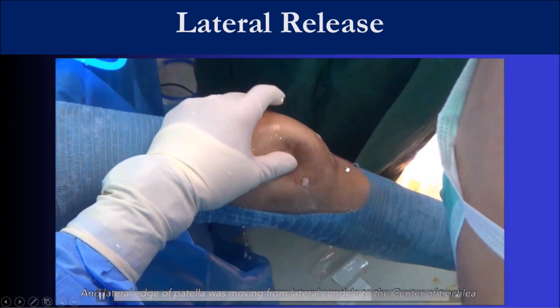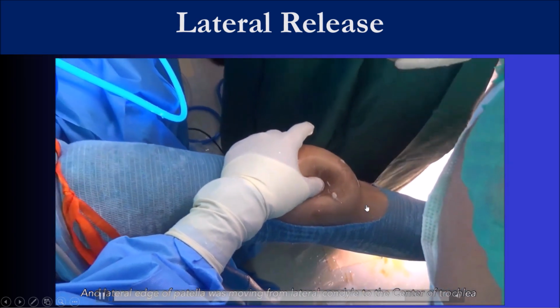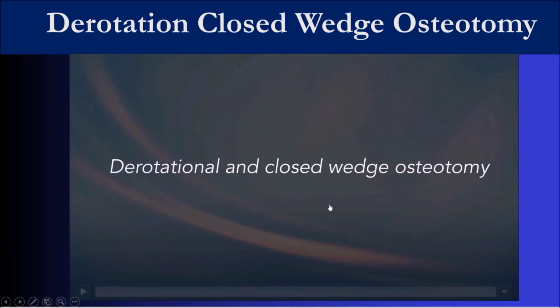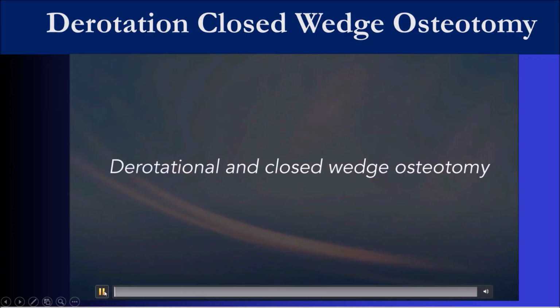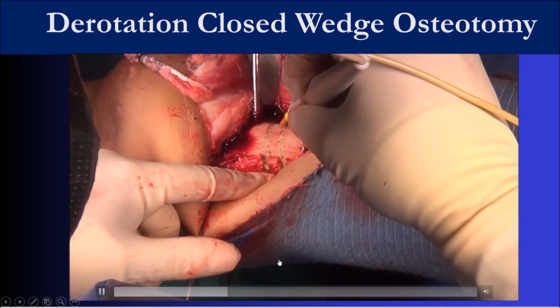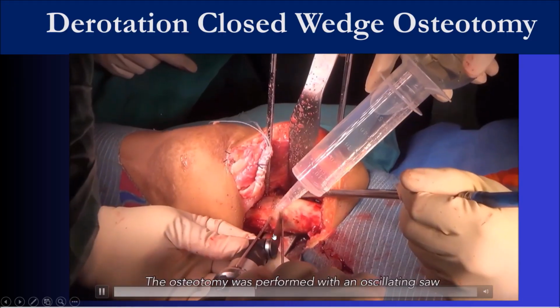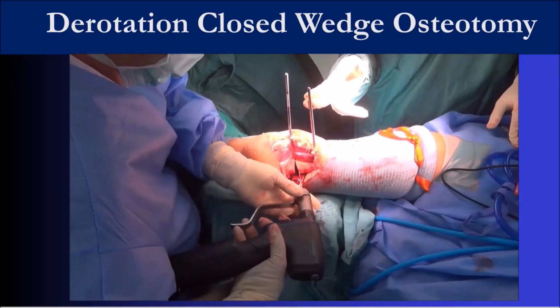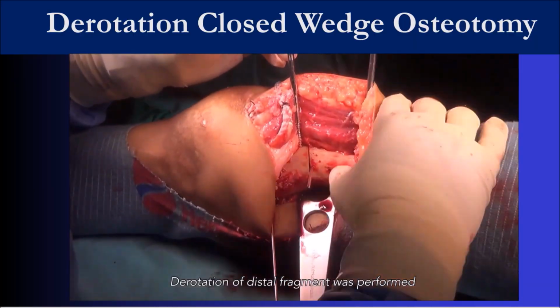Release, and then we check the patella mobility after release. The patient has better patella mobility. And after that, we're going to do the rotational osteotomy, okay? So this way, we're going into the femur and then we calculate. This patient has 30 degrees. I need to correct it to 15 degrees. So my correction is 15 degrees, right?